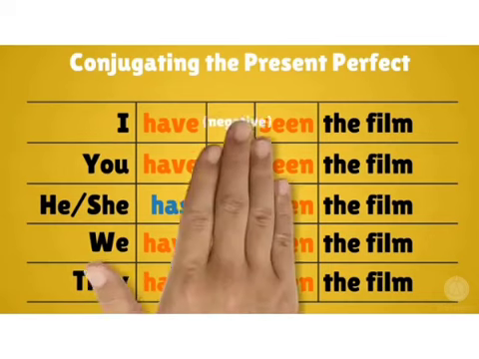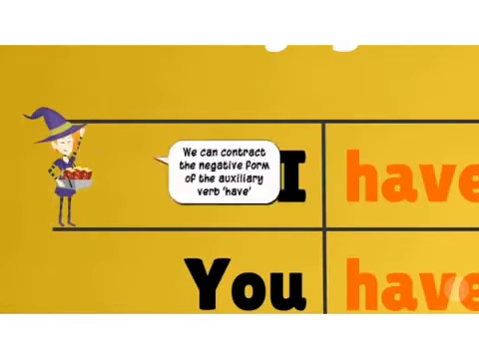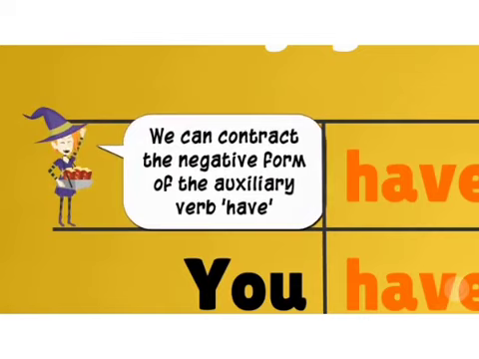Conjugating the present perfect negative sentence. Here we go with the tabular column. I have not seen the film. You have not seen the film. He has not seen the film. She has not seen the film. We have not seen the film. And they have not seen the film. For all the plural forms of noun we use have, and for singular we use has.